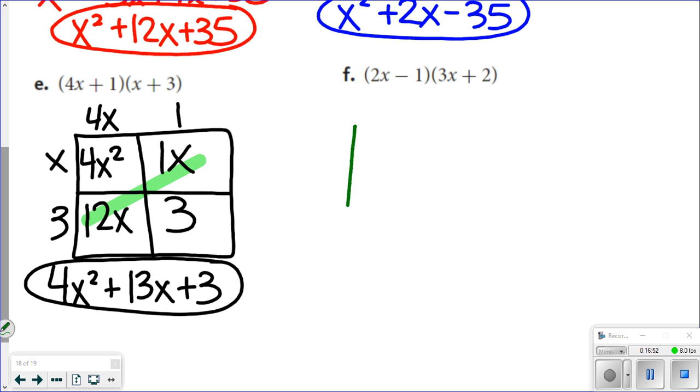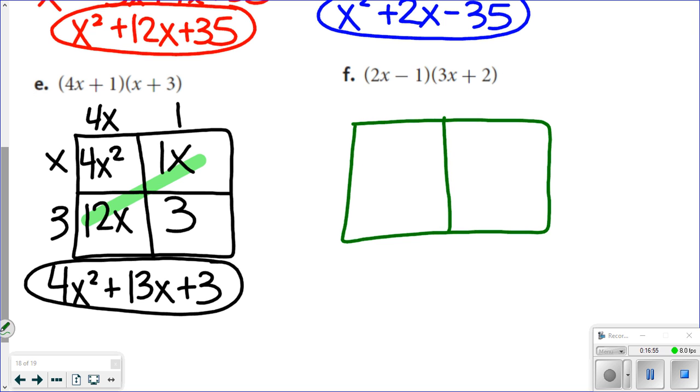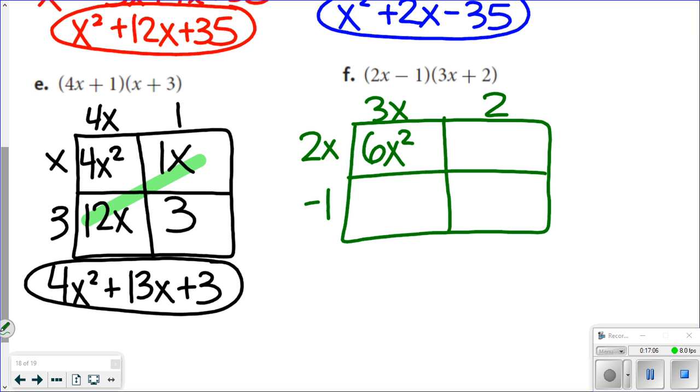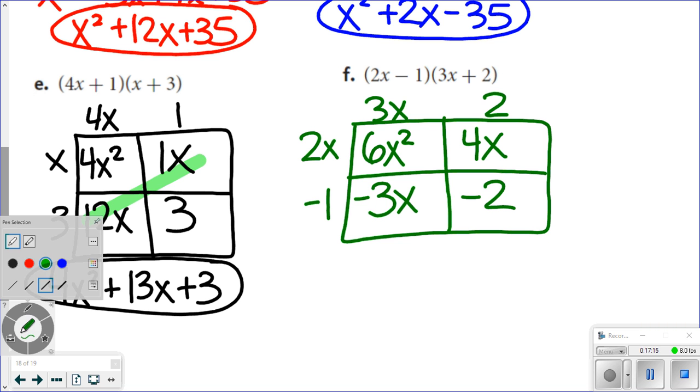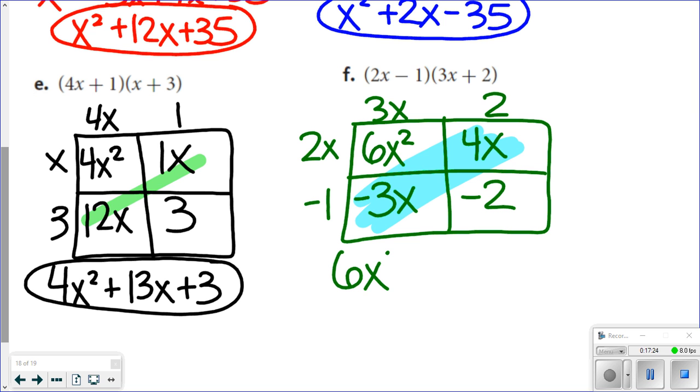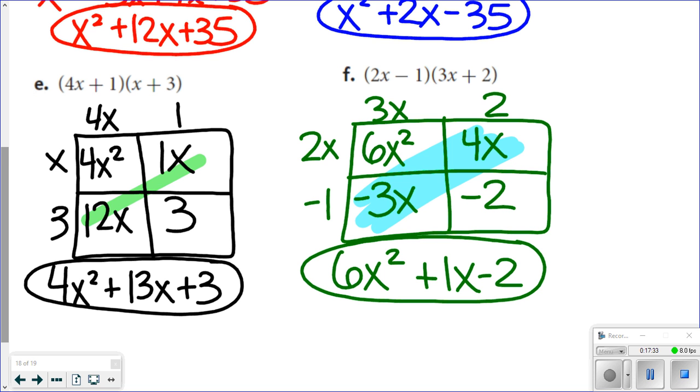And I'll use the box method one more time. I'm going to put my 2x minus 1 here, 3x and a positive 2 up there. 3 times 2 is 6. 2 times 2 is 4. Negative 3x and negative 2. And then again, my like terms are on my diagonals here, and I need to add these or subtract these now that I've done the multiplication. 6x squared plus 1x minus 2.